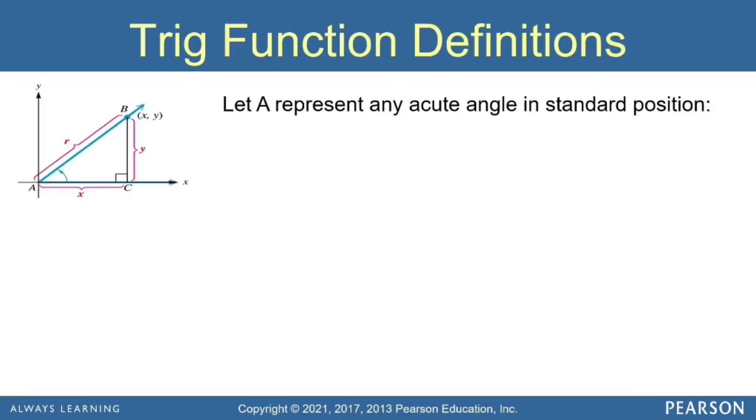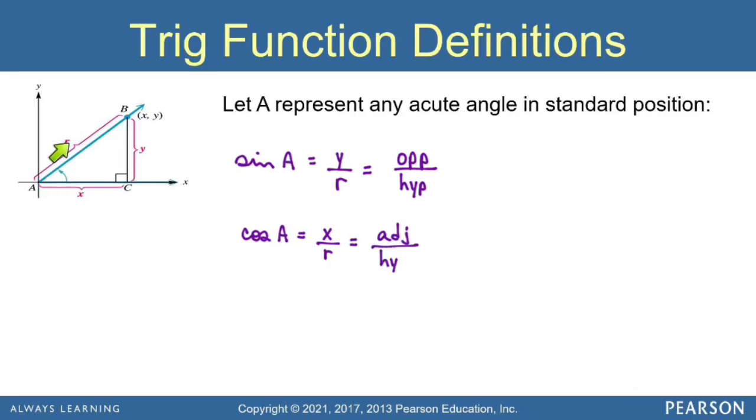So now let's go ahead and restate our function definitions. Let angle A represent any acute angle in standard position. Then according to what we already know, the sine of angle A is y over r, but we can now restate that as opposite over hypotenuse. So the sine of angle A is opposite over hypotenuse. The cosine of angle A we have always known as x over r, but now we'll call this side of length x adjacent. So the cosine would be adjacent over hypotenuse.